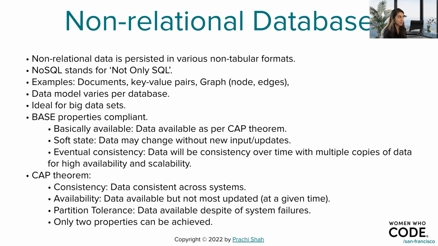NoSQL basically stands for not only SQL. It's not the best name, but people wanted to come up with something that is not the very traditional row-column structure, and people came up with the term NoSQL. Some examples of the kind of data that non-relational databases persist: you can store an entire document, you can store key-value pairs, you can store graphs. Graphs usually have nodes and edges. So these are some examples of your non-relational NoSQL data.